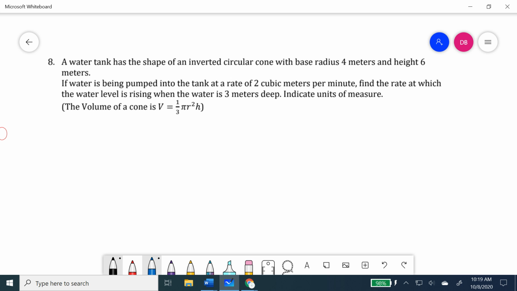Anyway, inverted circular cone. And you are told that the base radius is 4 meters. The height is 6 meters. So when you look at the rising water level, or maybe shrinking water level based on the problem, it's going to have a 2-to-3 ratio between its radius and height.